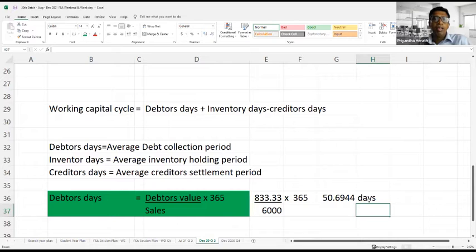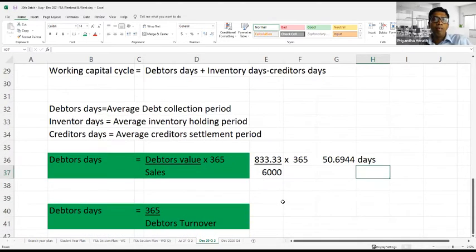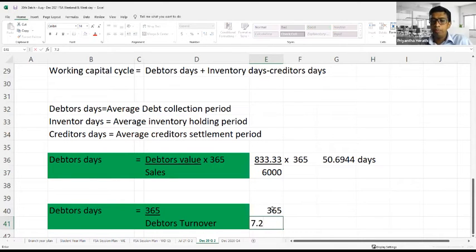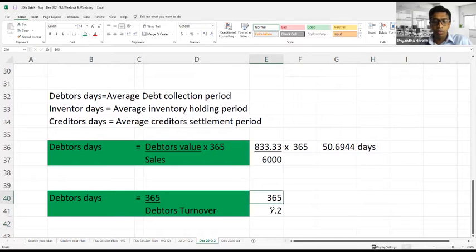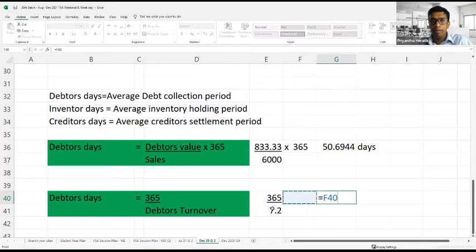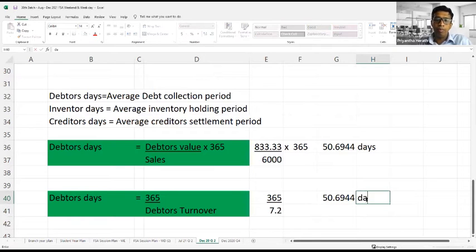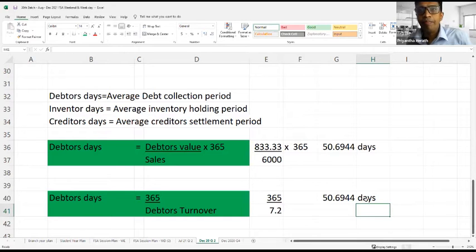Let's use the second formula: 365 and the turnover ratio, 7.2. So we can calculate 365 divided by 7.2. You get the same answer. You can use one of these formulas for debtors days.